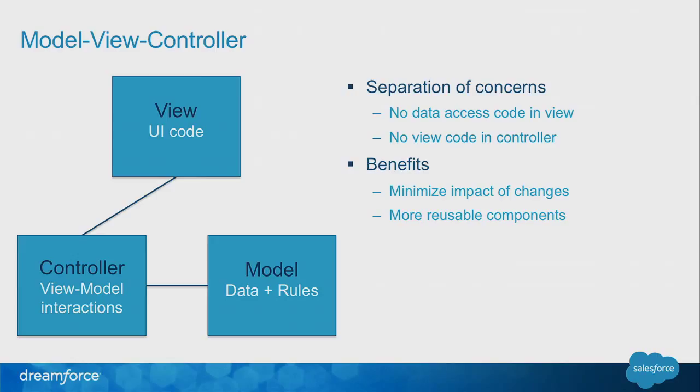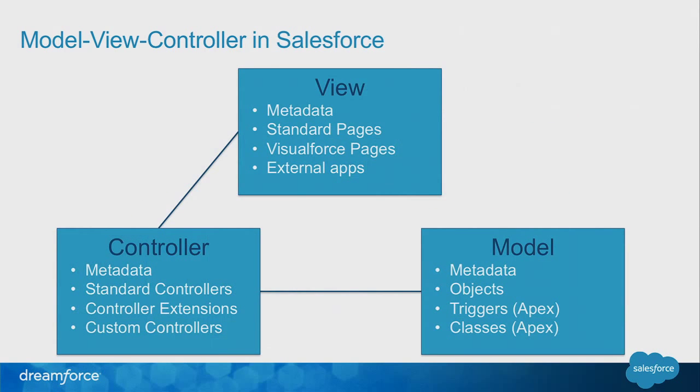And then the model layer is what we've been playing with: the triggers on the objects, my validation rules, things like that, my fields, my relationships. So again, just to reinforce it, the view: metadata, standard pages, Visualforce pages, external apps. Your controller is in the metadata: standard controllers, custom controllers, controller extensions. And then you have the model: metadata, objects, triggers, and classes, which we've already played with a lot so far.